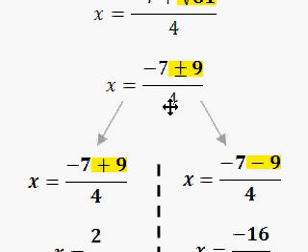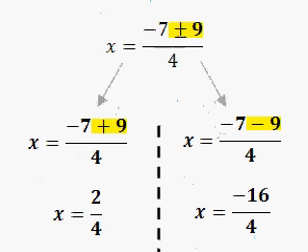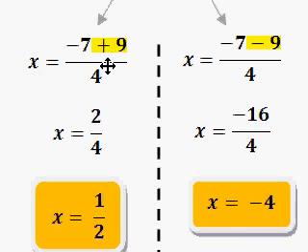So we write the fraction with a +9 here and a -9 there. Simplify each of these and you get each of your two answers. So x equals half and x equals minus 4 are the two answers to this equation.